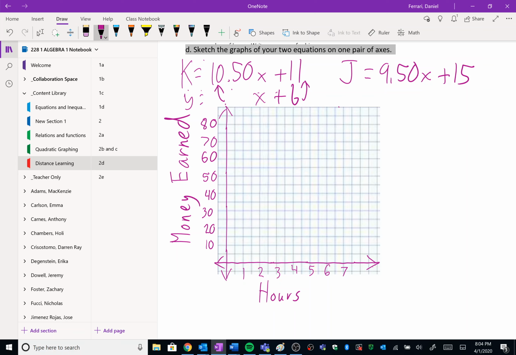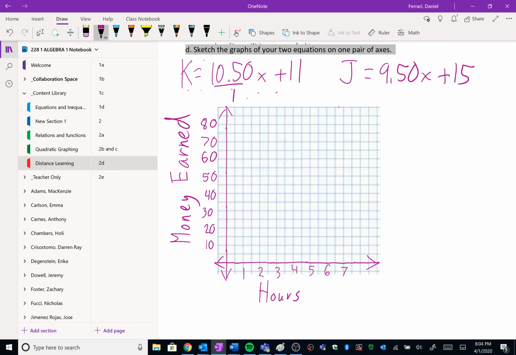Or in other words, remember the m is the slope. So we're going to put that as 10.50 over 1, because remember, I need to make it into a fraction. Remember, slope is rise over run. So 10.50 is my rise, how much I'm going to go up, and the 1 is my run, how much I'm going to go to the side. Remember, our first point is always the y-intercept, our outside number. So in this case, that is positive 11.